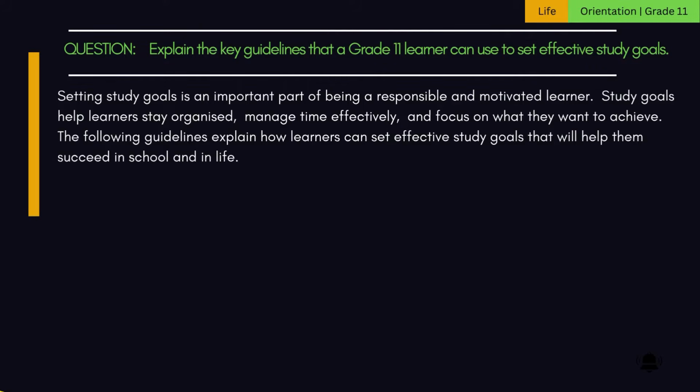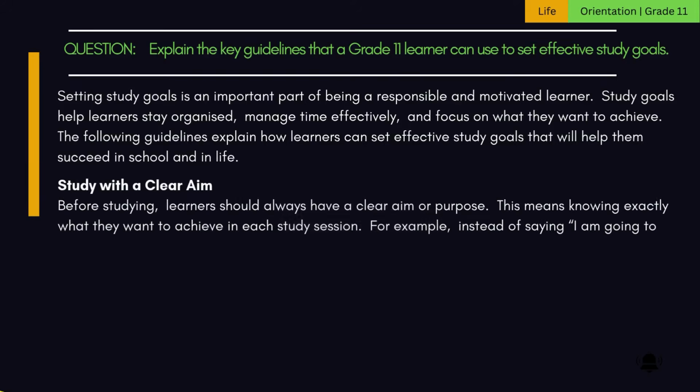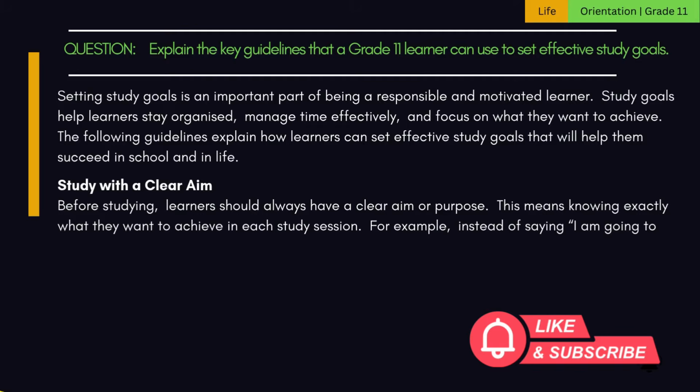The following guidelines explain how learners can set effective study goals that will help them succeed in school and in life. 1. Study with a clear aim. Before studying, learners should always have a clear aim or purpose. This means knowing exactly what they want to achieve in each study session.